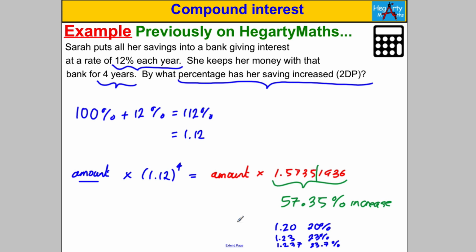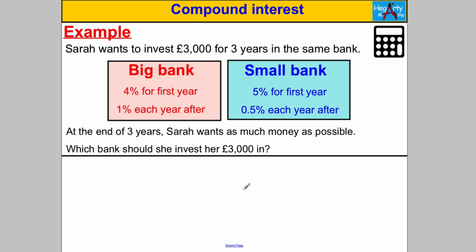Now do go back and look at the repeated percentage increase and decimal multipliers videos. There were loads of these examples we did. Right, let's try another question. A typical question you'll see in a book or an exam.